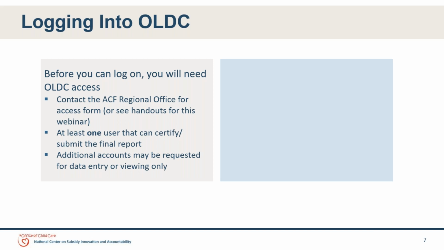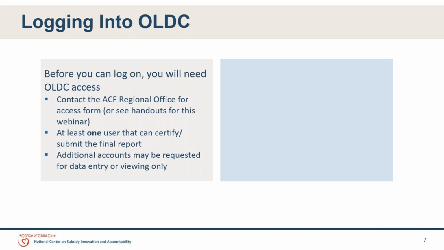But just in case you didn't receive it or can't find it in an email, we do have the form available in the handout sections of this webinar. You will need to return the completed form to your error rate specialist and copy the regional office. An important note here is that multiple people can have access to the report. In fact, we recommend that more than one person in your state has the ability to at least enter data. One reason is that if one person with access happens to be out for the day, someone else can enter the information for the report or access the report.